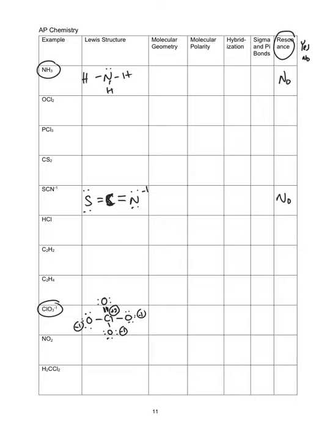But again, there's a double bond to an oxygen and a single bond in the same molecule. This would be a resonance structure. And that's how we do resonance.